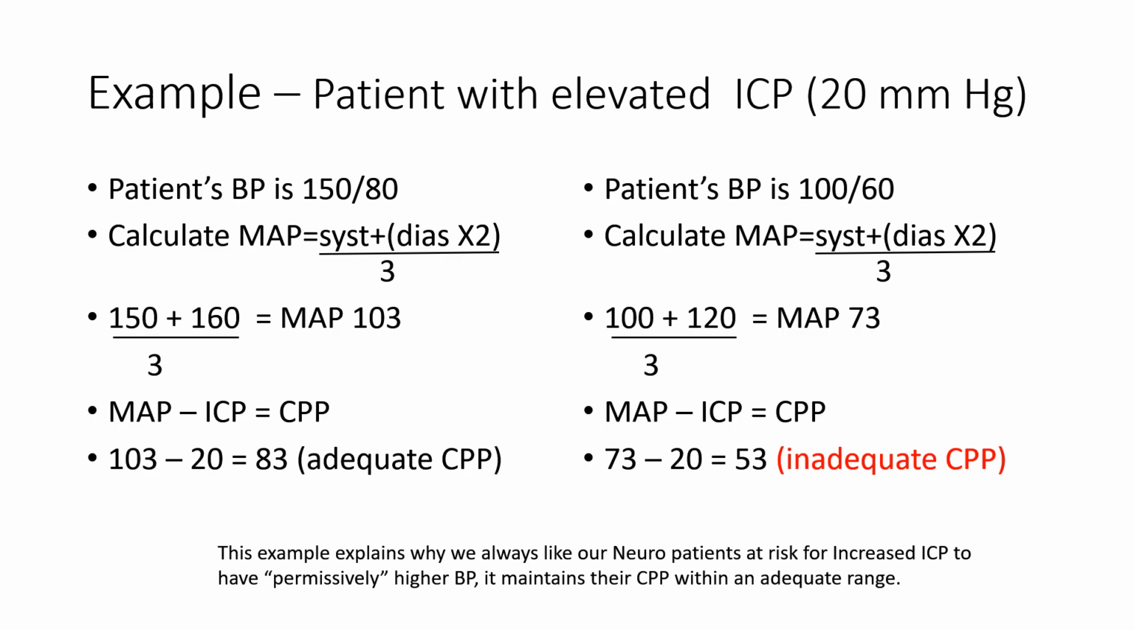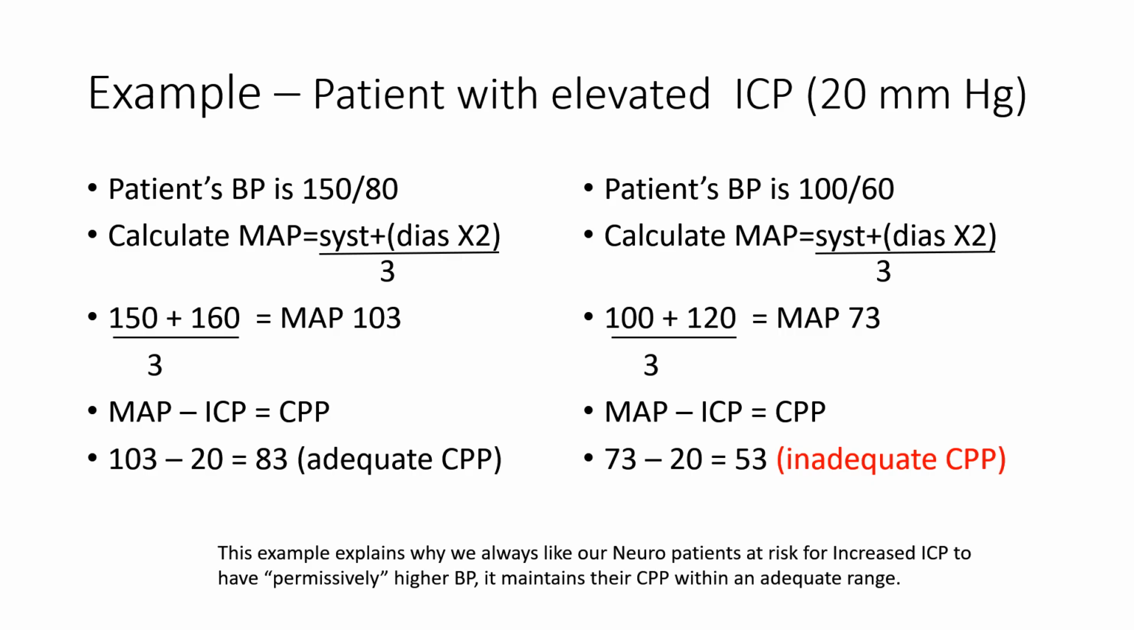If this same patient's blood pressure drops to 100/60, their mean arterial pressure drops to 73. And when we subtract the ICP from 73, we can see that the patient has an inadequate cerebral perfusion pressure.